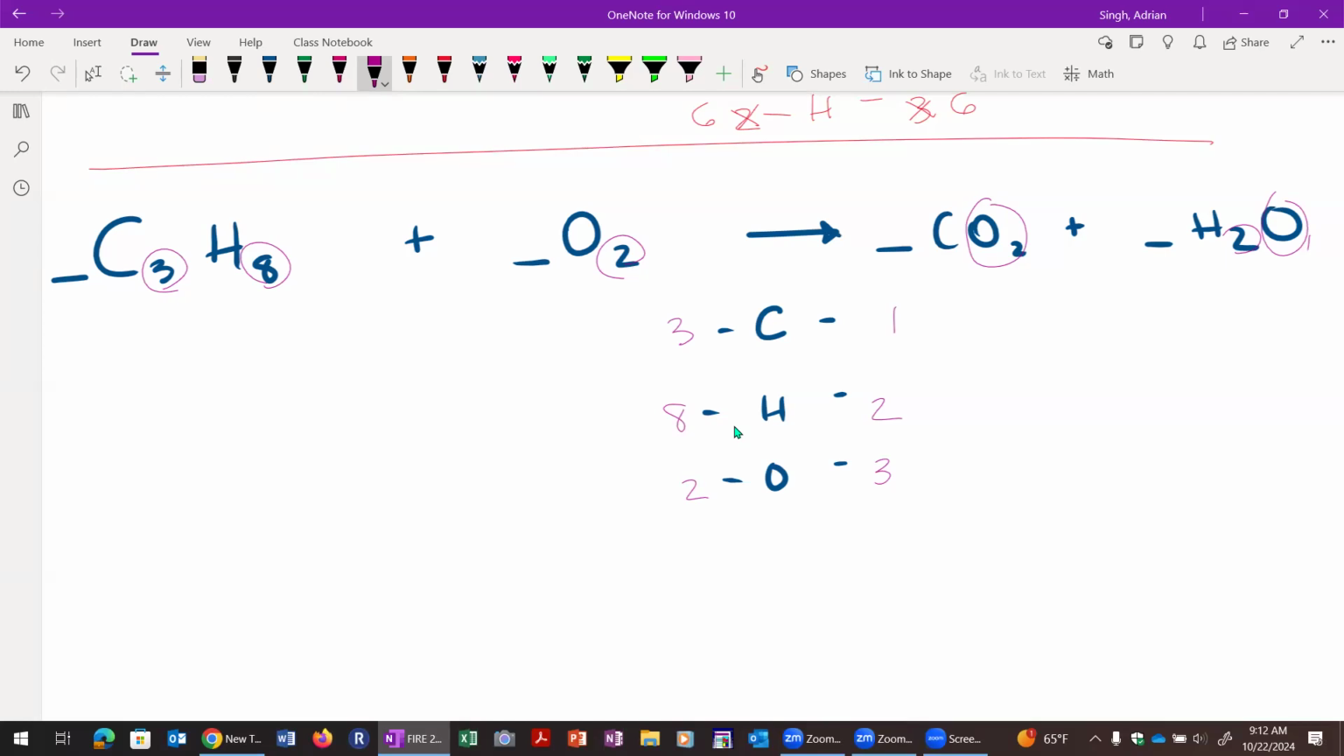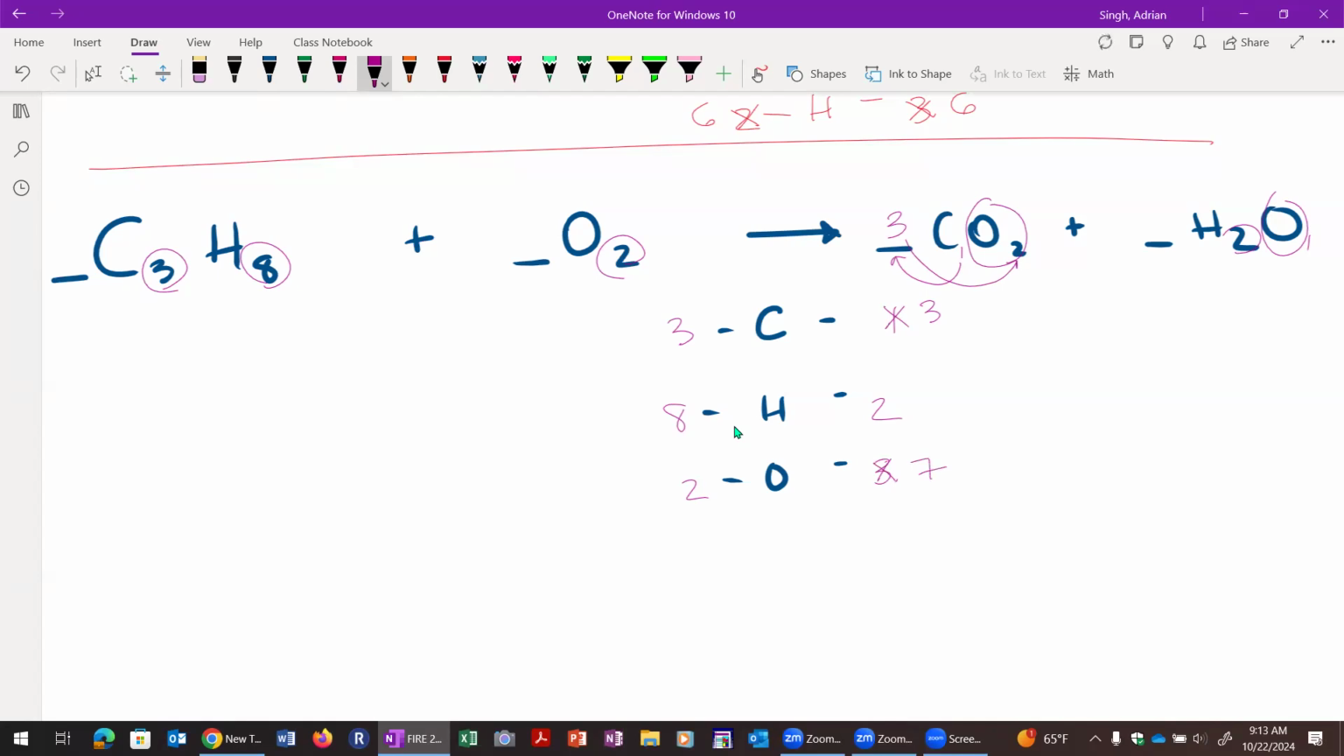All right, so let's start with the C's. So I have 3 C's on the left. I want to make 3 C's on the right. Remember, subscript of 1 is understood. 1 times something should give me 3. So I'm going to put a 3 here. I've now changed my oxygens also, right? So 3 times 2 is the 6. Plus, don't forget there's an O over here as well. 6 plus 1 is 7 O's on the right. My C's are good.